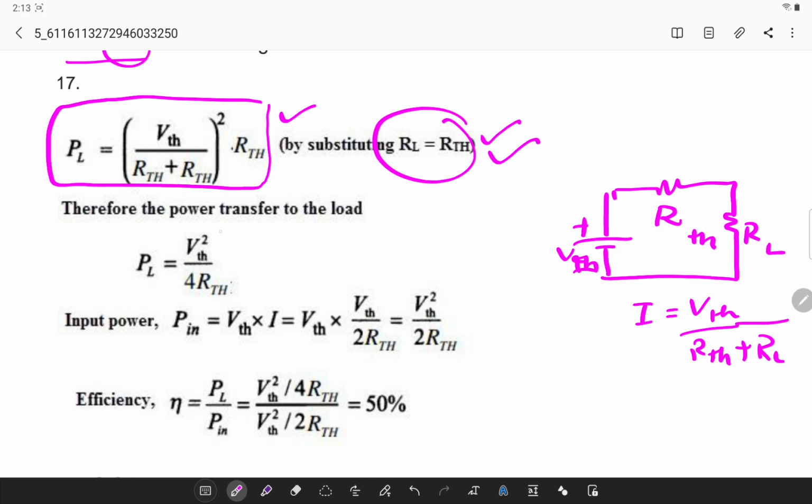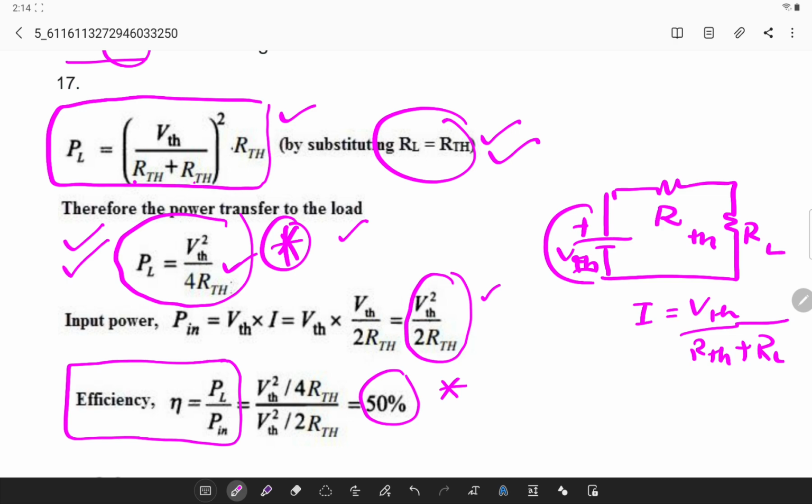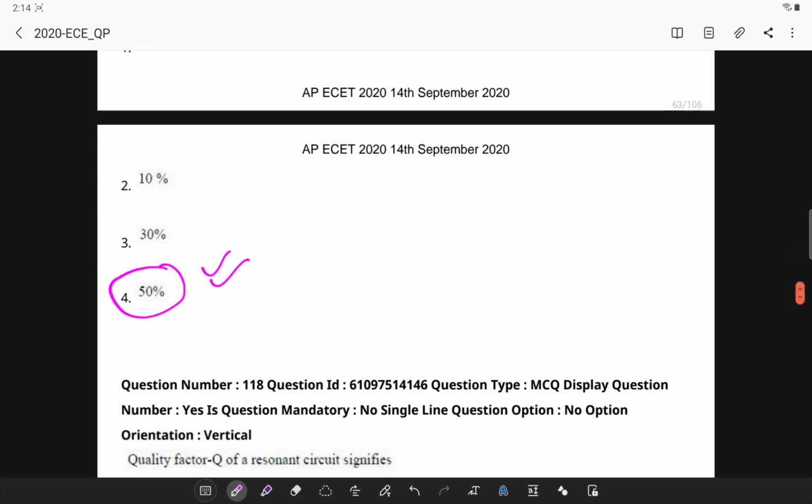If you substitute this, you will be getting PL: R plus R is 2R, so 2 square is 4, so 1 R will be cancelled, and you will have, this is a standard formula, V square divided by 4 R Thevenin. Also observe what is the input power. The input power is V Thevenin square by 2 R Thevenin. So efficiency is nothing but output by input, and if you substitute the values, you will be getting 50%. You have a high chance of getting either this question or this question from the maximum power transfer theorem, so focus on understanding this concept.